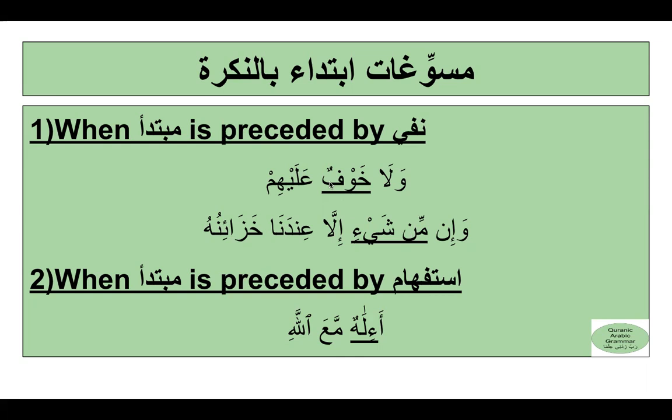If your mubtada is preceded by nafi, where do you see nafi? What is doing the nafi? La is there for nafi, right? La nafiya is there. And I taught you when I was teaching you nafi in case of jumla failure that la nafiya is very unique. It can negate jumla failure. It can also negate jumla ismiya. And here you can see it is negating jumla ismiya. You all with me, my dear sisters?